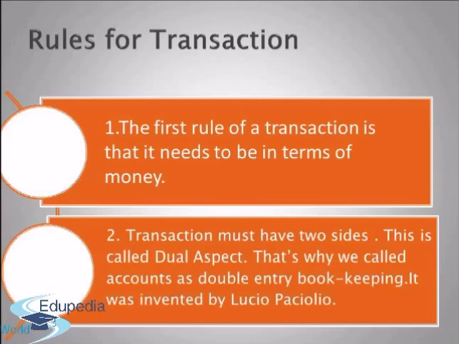So what are the two rules? Number one is that it needs to be in terms of money. Until and unless some monetary value is attached to a transaction, it cannot be called a transaction, it cannot be accounted for. And number two, it needs to have two sides, giving and taking. Both should occur simultaneously. And this also is very much required for a transaction to occur and for a transaction to be recorded for, accounted for. So just remember these two golden rules of transaction.